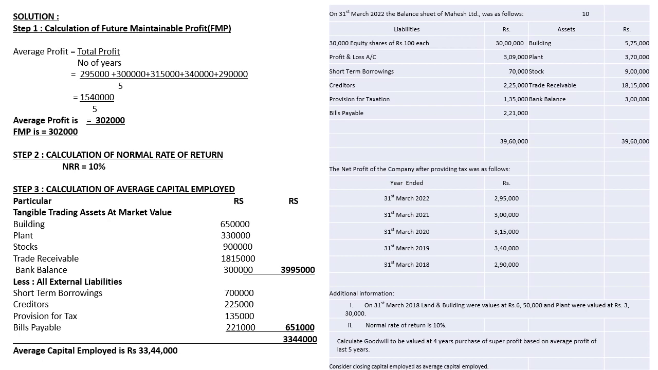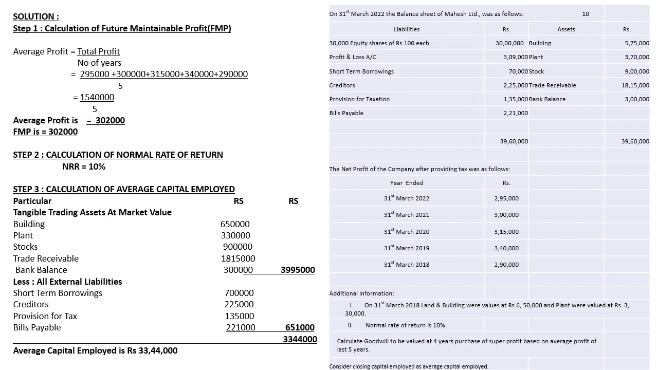2,95,000 plus 3 lakh plus 3,50,000 plus 3,40,000 plus 2,90,000 divided by the number of years, that is 5. When you add all this up, you will get 15,10,000 divided by 5. So average profit will be 3,02,000. Okay, this is your first step, calculation of future maintainable profit. You will get average profit as 3,02,000, so your FMP is 3,02,000. Then your next step, calculation of normal rate of return, which is already given in this sum. It is 10%, so you are simply going to write 10%.